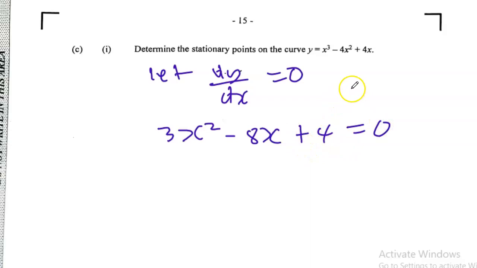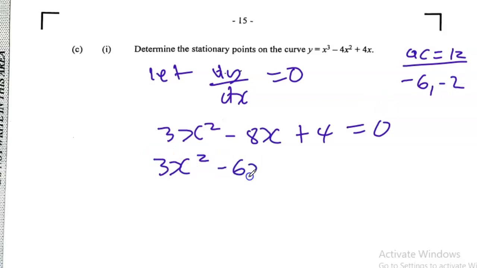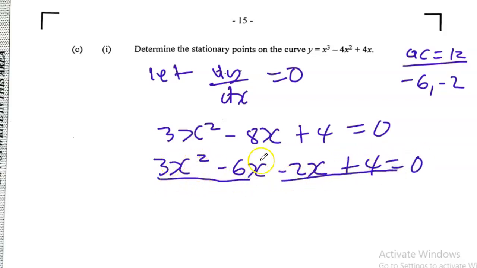So we can factorize. If we're using the AC method to factorize this quadratic, AC is 3 times 4, which is 12. So we want two numbers that multiply to give positive 12 and add to give negative 8. That seems like minus 6 and minus 2. So we can rewrite the middle term as minus 6x minus 2x plus 4 equal to 0. And we factor by groups. For the first group of terms, the common factor there is 3x. So we are left with x minus 2.